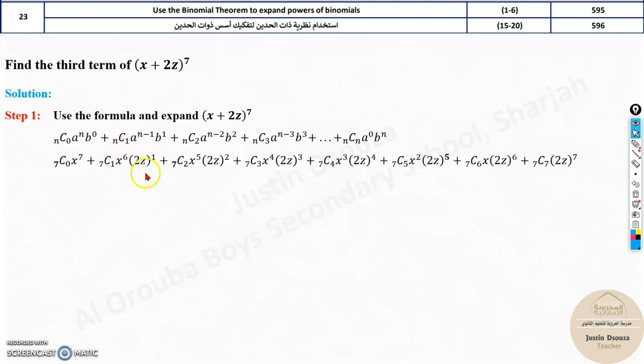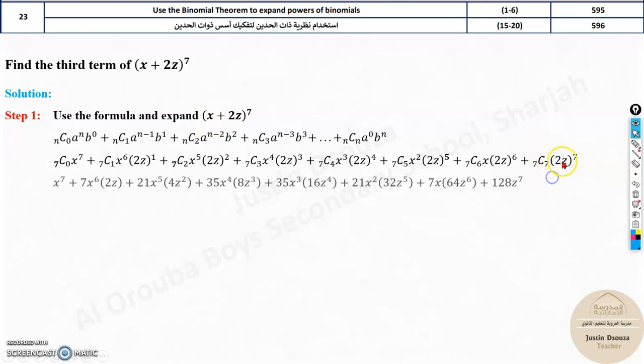It's up to you, you can do the substitution. It's just an extra step, and since it's written work, it's better you write the step. Exact substitution, or you can do it in your mind. It's fine. Then you do 7C2 over here, 7 minus 2 is 5, and (2z) to the power 2. Same thing, it continues until n and n reach, that is 7C7. The power of a is 7 minus 7, which is 0, so that x will be 1, and then you're remaining with (2z) to the power 7. Now you can solve this.